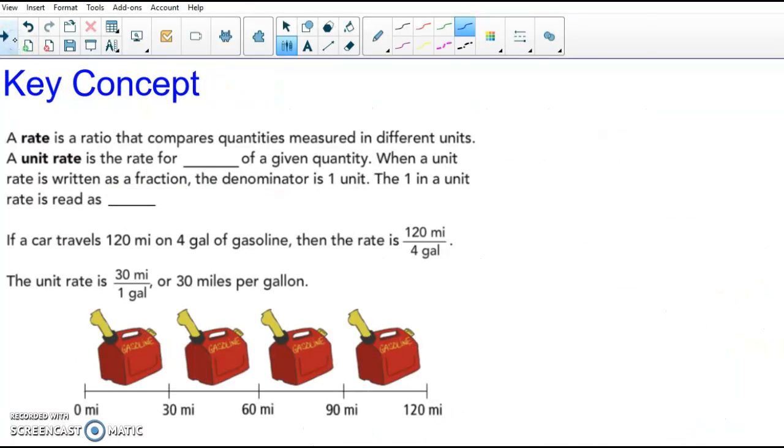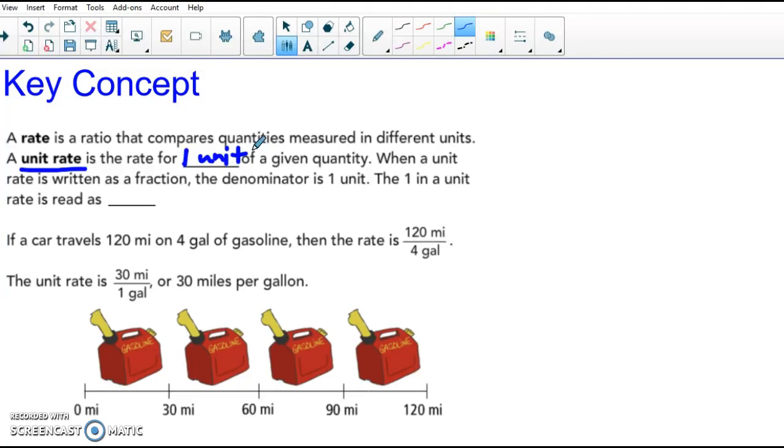So let's dig into this idea of unit rates a little more, because a unit rate is going to be really important as we move into functions and graphs. So when we talk about a rate, remember we are just comparing quantities that are measured in different units, like we just did with the turtles, feet per minute. But when we talk about a unit rate, we are looking at the rate for 1 unit of a given quantity. So unit rate means per 1 unit, miles per 1 gallon, feet per 1 minute, dollars per 1 hour, something like that.